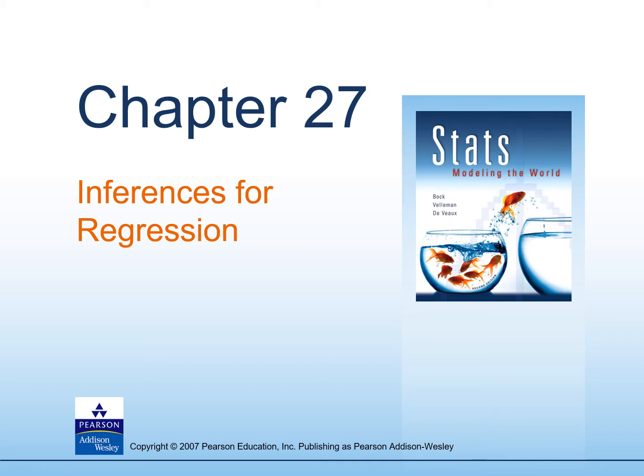Chapter 27, we are at the end. This is the last chapter in the book. We're still doing hypothesis tests and confidence intervals, but this time we're applying it to linear regression. So it's what we learned way back in Unit 2.